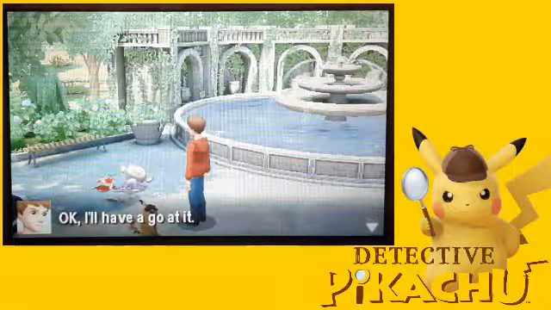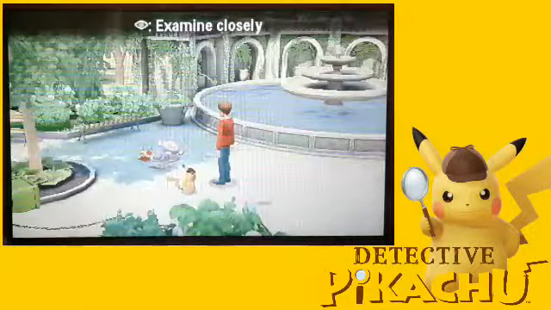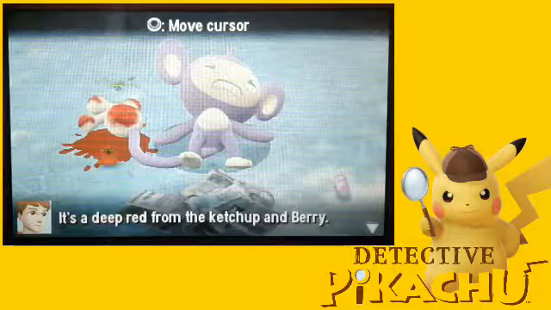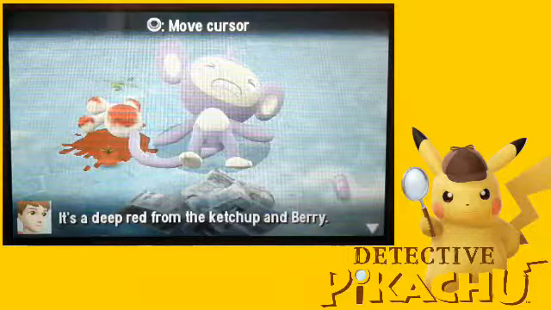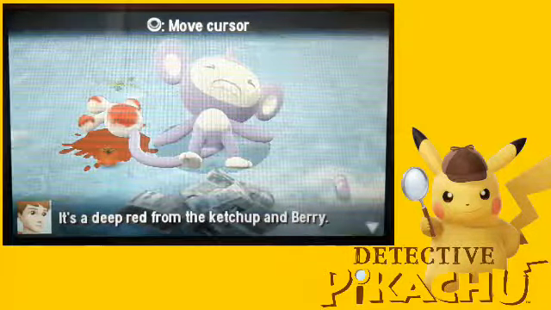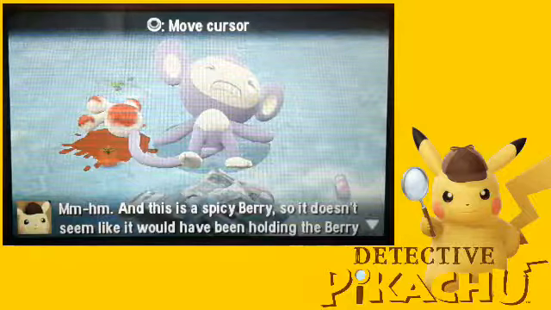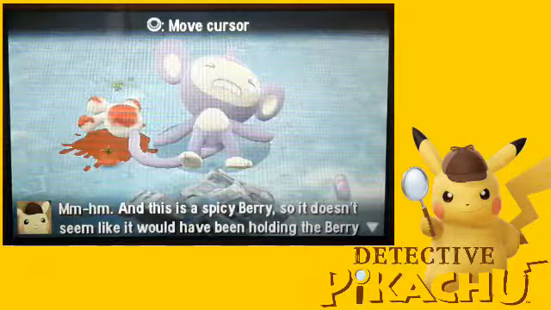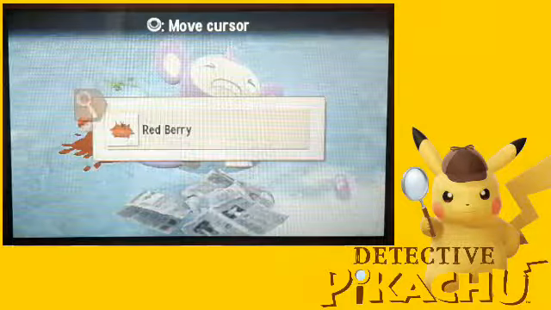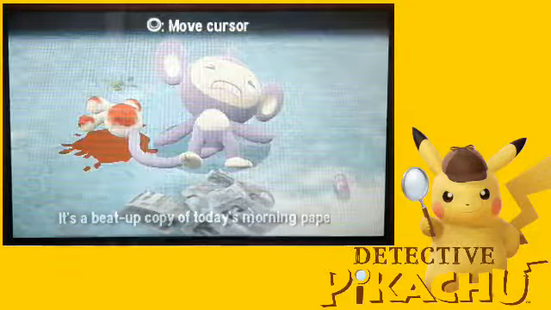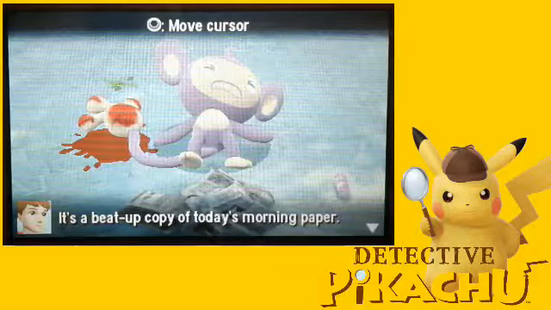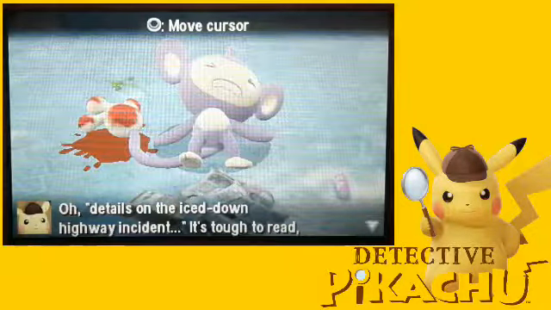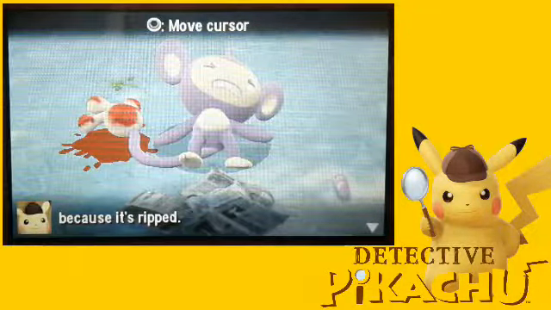Okay, I'll have to go with that. Berry. It's a deep red from the ketchup. And a berry. This is a very spicy berry, so it doesn't seem like it would have been holding the berry to eat it. Newspaper. The beat up copy of this morning's newspaper. Oh, the details on the ice down highway incident. It's tough to read because it's ripped.